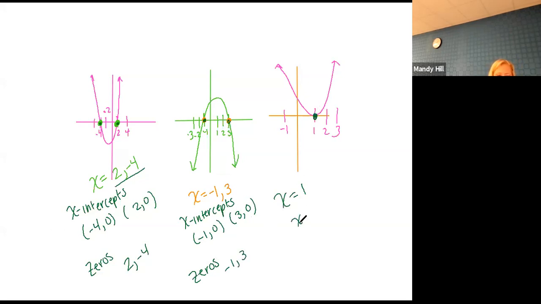Okay, my x-intercept on the last one, well, there's only one x-intercept here. It's at the point 1, 0 right here. And my zeros are going to be 1 because there's only one time that it happens, and it's when x is equal to 1.